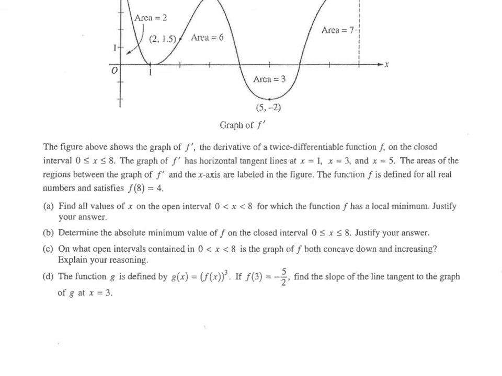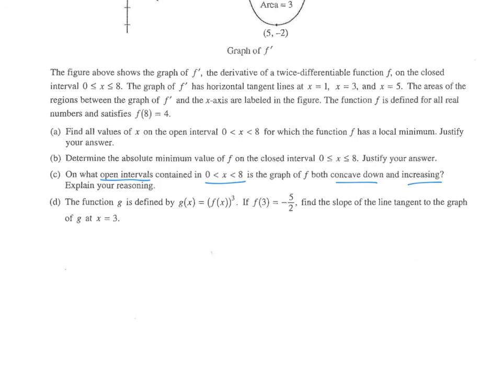On part C, we're looking at our open intervals. We've got to find open intervals between 0 and 8, where f is concave down and increasing. So let's think about this for a second. We know that f is increasing if f prime is positive. And then we know that f is concave down if our second derivative is negative.